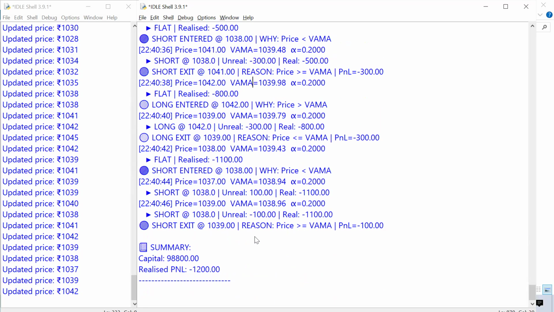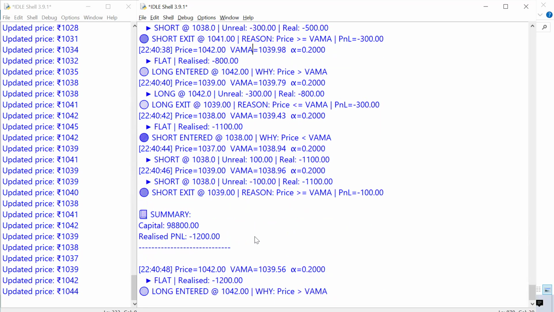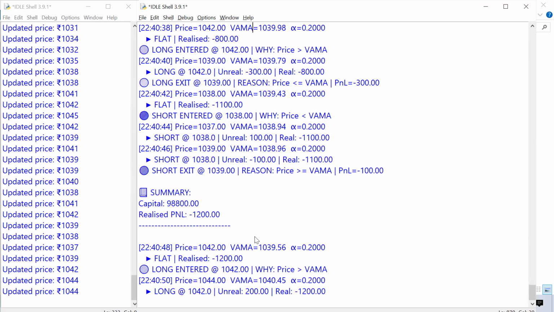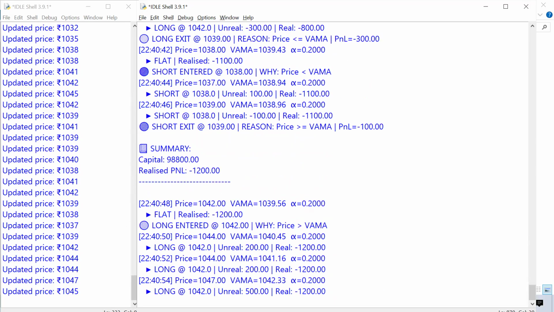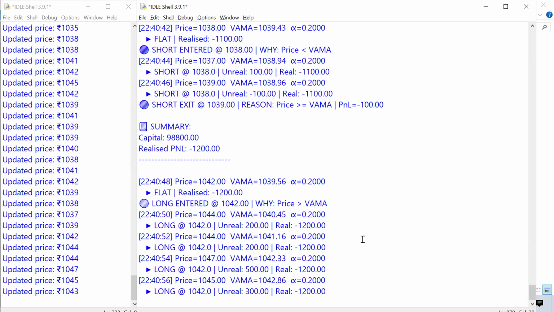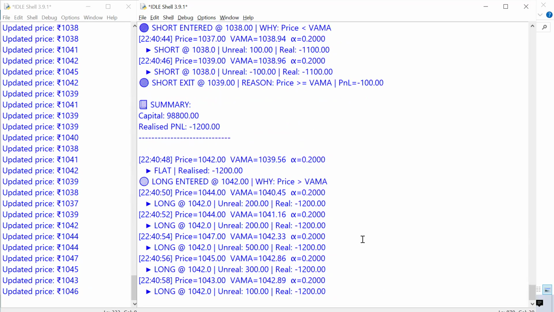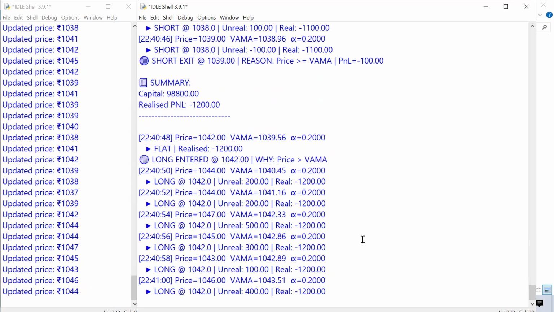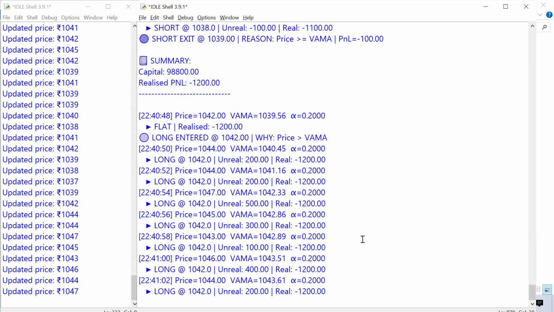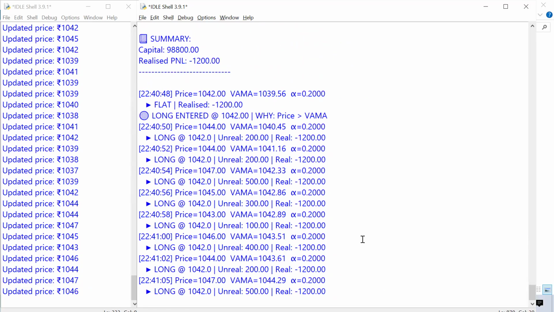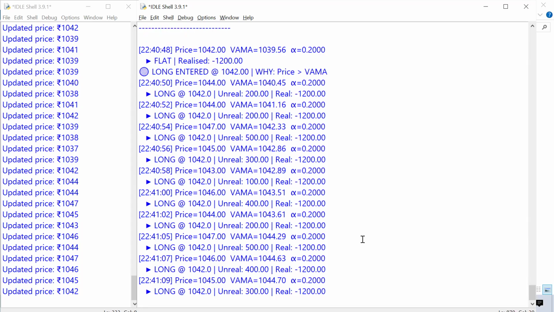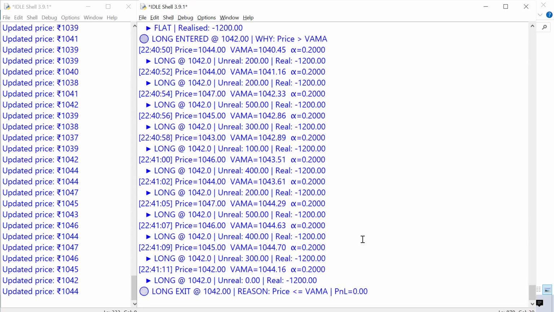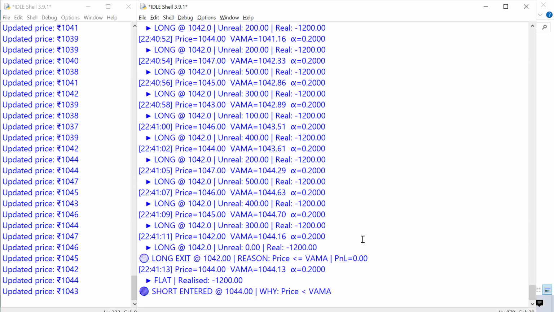Okay, we were getting a very good profit. Now this is also trading upside. We got a long position. We are going to book this if the price comes below the VAMA value. Otherwise, we will keep running this. Okay, we exit the position.